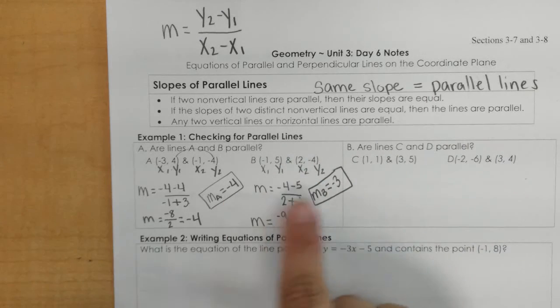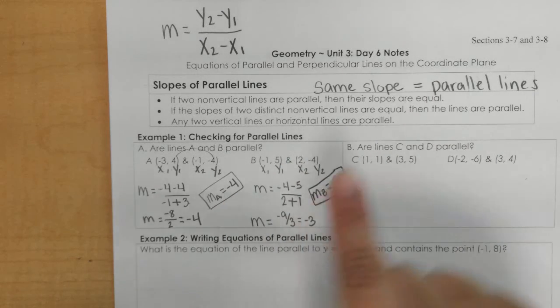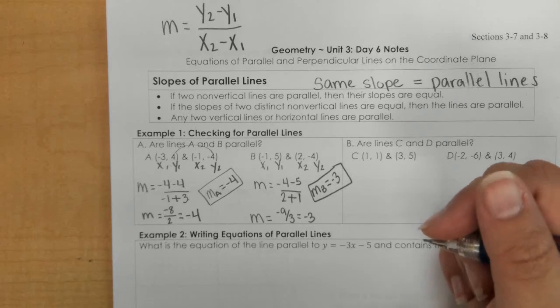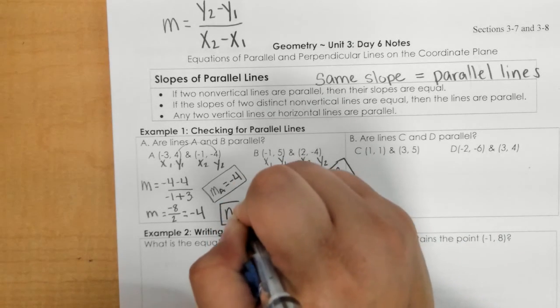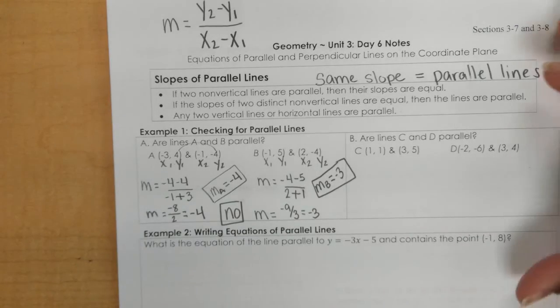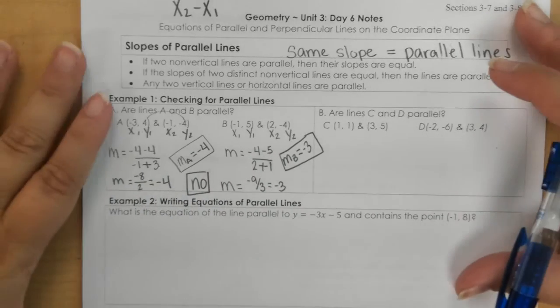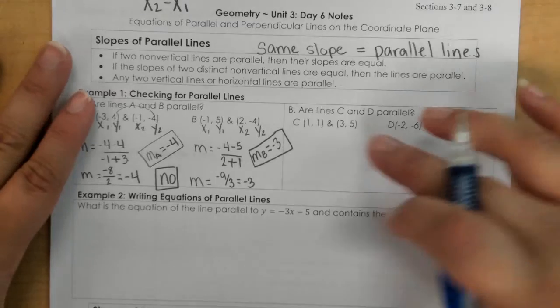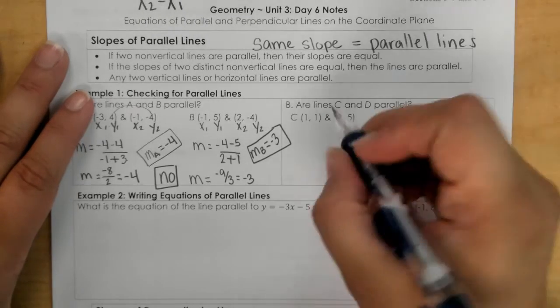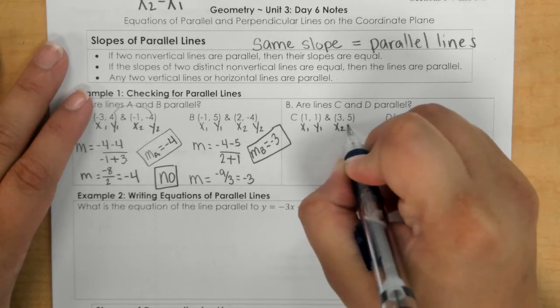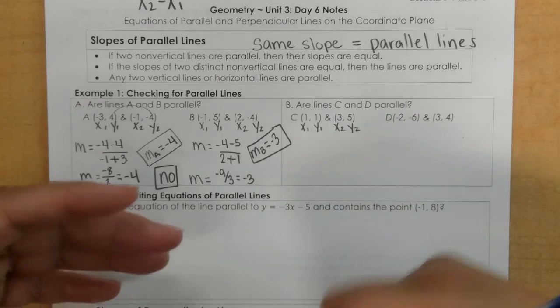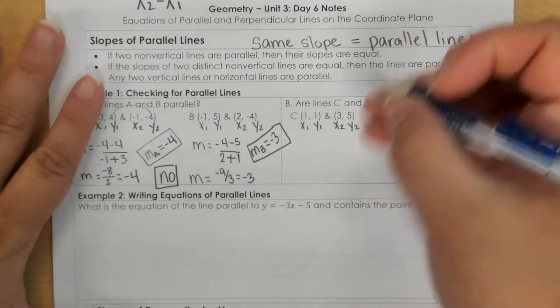Now, if I can compare my 2 slopes, they are obviously not the same number. So are the lines parallel? No. They are not parallel. They do not have the same slope. So we would do the same thing for line B, or line C and D for part B. So I'm going to go ahead and just work this out. You can pause, work it out yourself, then check, or just follow along.